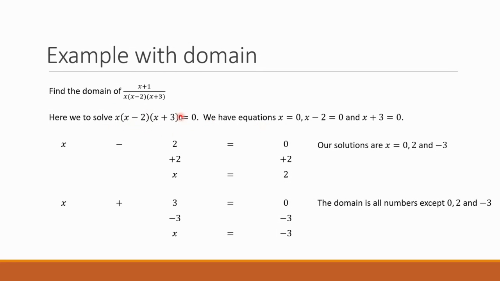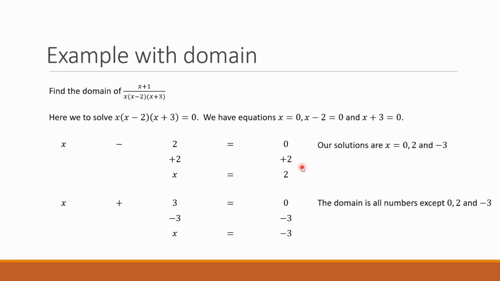So we get x is 0, x minus 2 is 0, and x plus 3 is 0. We have 3 equations that we solve. Well, I guess really 2, because the first one's obvious, x equals 0. I mean, the only solution to that is 0.